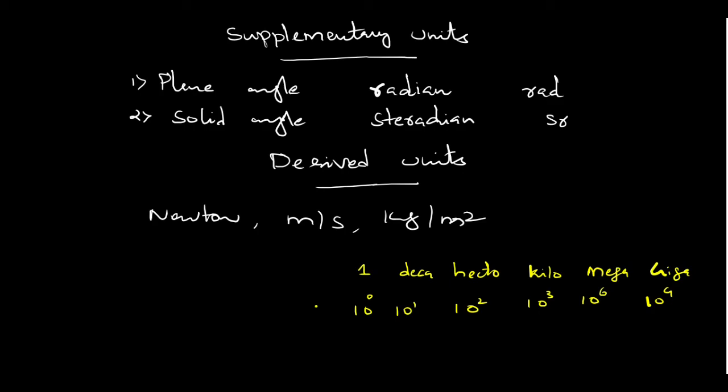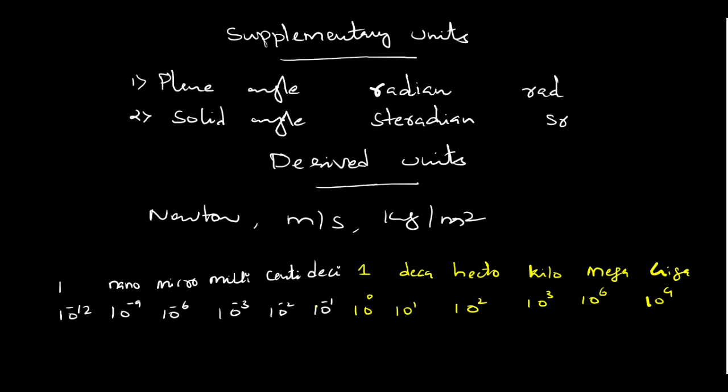Now we'll go to the left. 10 to the power minus 1 is deci. 10 to the power minus 2 is centi. 10 to the power minus 3 equals milli. Milli we are familiar with. Centi also we are familiar with, but deci I think we very rarely use. Then 10 to the power minus 6 is micro. And 10 to the power minus 9 is nano. In electronics micro, nano and all come up. And 10 to the power minus 12 equals pico.